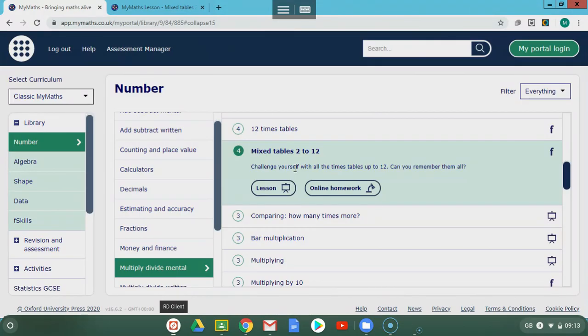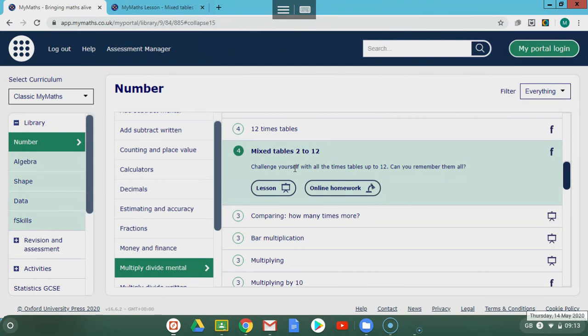Today we're going to do my maths lesson. What I want to do today is just to check that your times tables are up to scratch, because tomorrow we're going to be continuing with our algebra, but times tables are so important to do algebra with. So that's what we're going to do today.